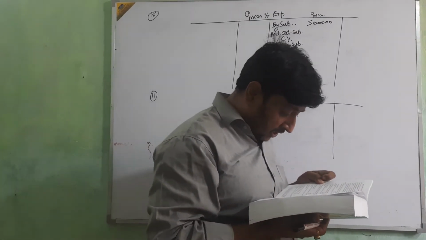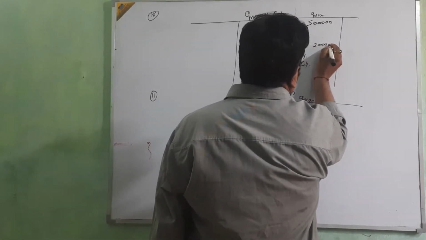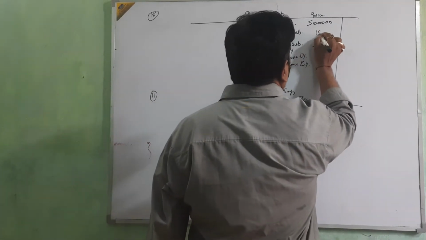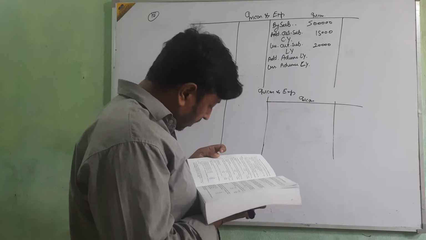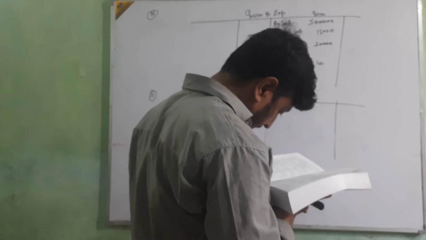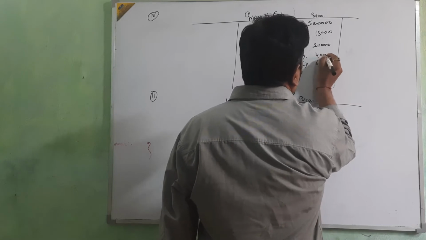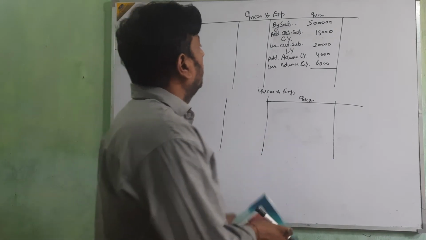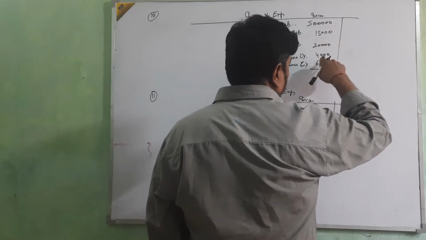Outstanding subscription is given 20,000 for last year. Okay beta, and then 15,000 for current year. Then advance: 4,000 last year and 6,000 current year. Okay, now we are going to add 15,000 and 4,000, 19,000; 20,000 and 6,000, 26,000.